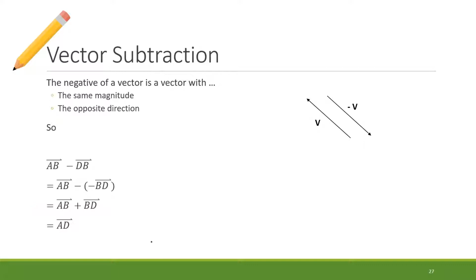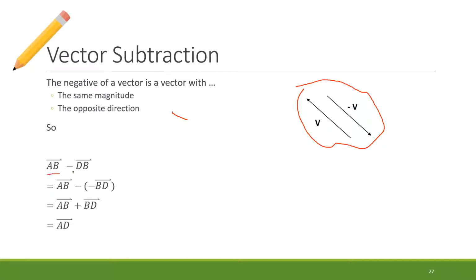So over on the right here, we've got some examples. Here, we've got v and negative v. So v and negative v are in opposite directions. Therefore, if I want to subtract v from something, I can just add the negative version. And so here's an interesting set of steps that we can do down the bottom.